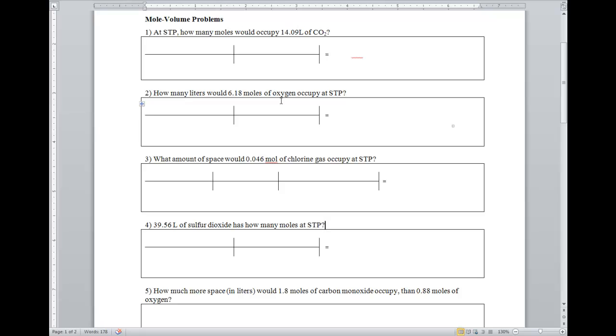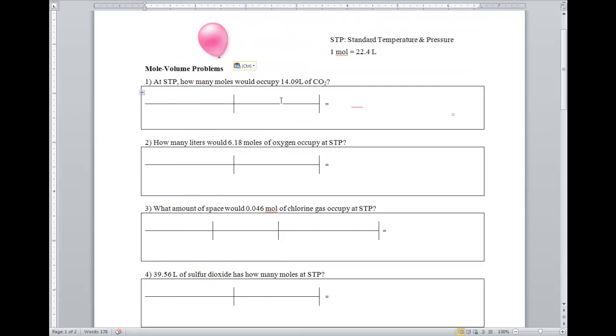Let's start off with this idea of starting with gases. All molar volume calculations are going to involve gases. So let's just say we have, hypothetically speaking, a balloon here, and in this balloon we have 1 mole of a gas. That 1 mole of gas is going to occupy a particular amount of space. Now this STP stands for standard temperature and pressure. Why do we have standard temperature and pressure?